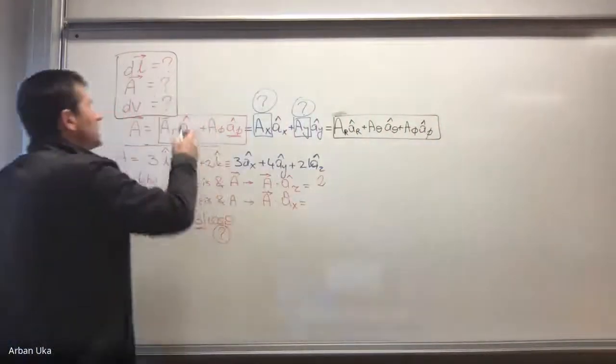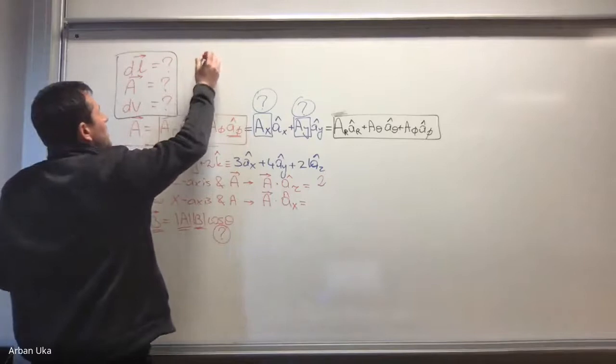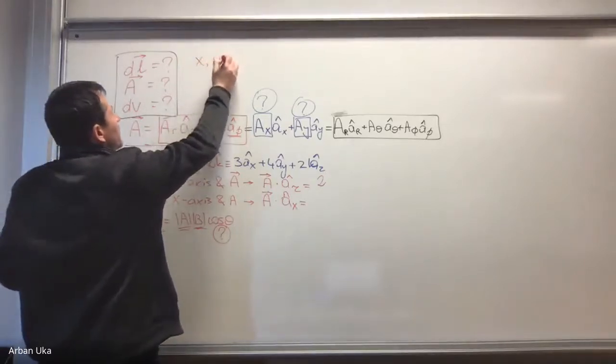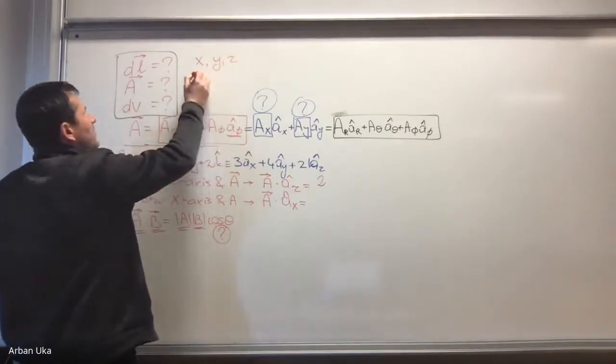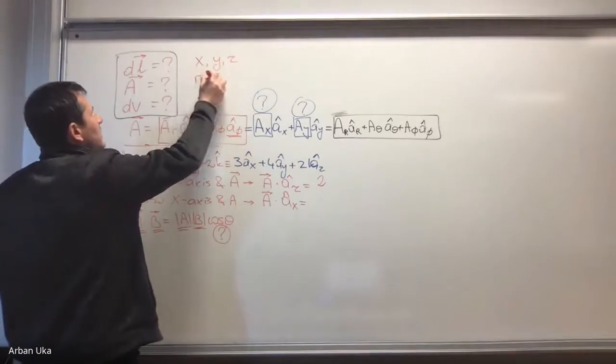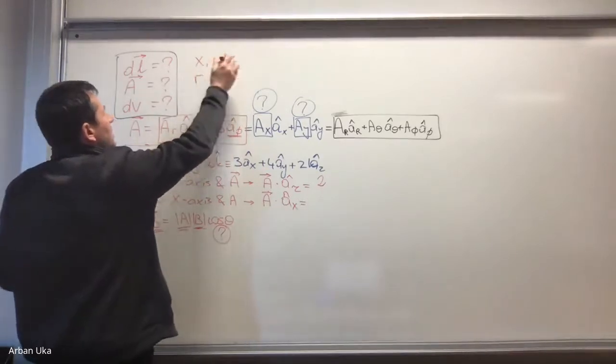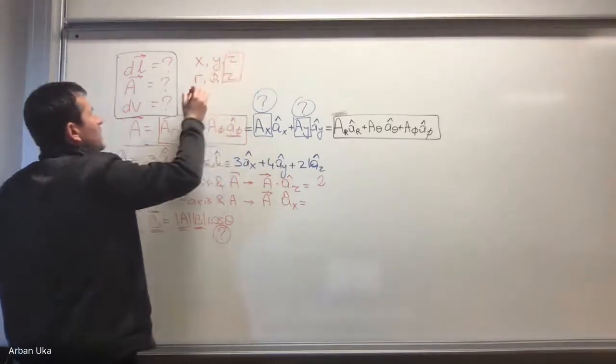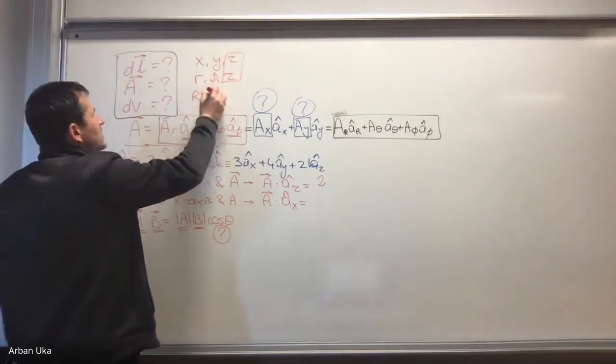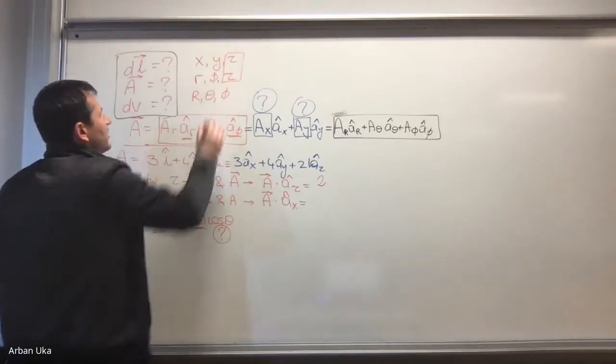And as a reminder, we may remember that for the Cartesian coordinate system, we have x, y, z. For the cylindrical coordinate system, we have r, phi, z. So this is common. And for the spherical coordinate system, we have r, theta, phi.